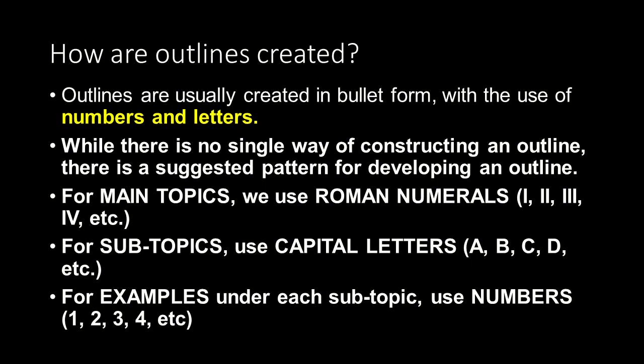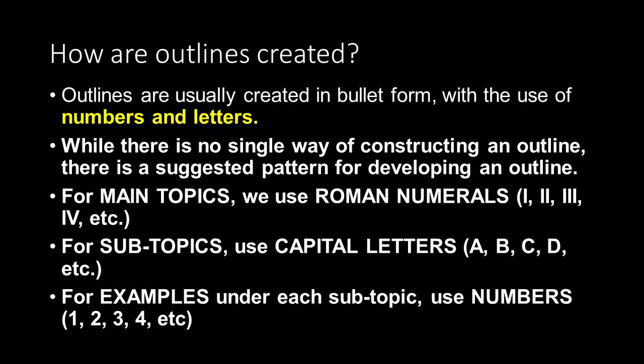Outlines are usually created in bullet form, but we don't use shapes. We don't use the circles, we don't use triangles or whatnot. We use numbers and letters. So the bullets have to be alphanumeric. And while there is no single way of constructing an outline, there is a suggested pattern for developing that outline. This way we get to be uniform in our approach in constructing the outlines when we want to separate the main topics from the subtopics from the examples.